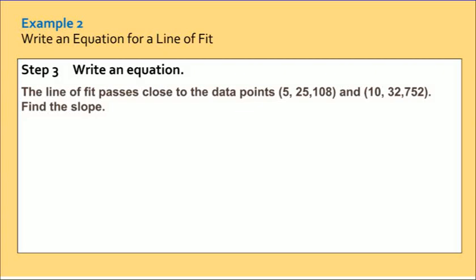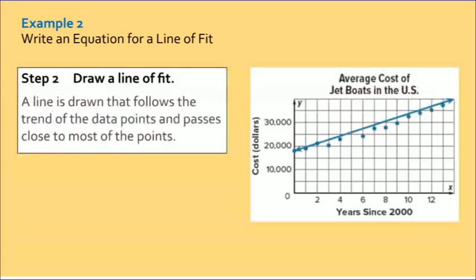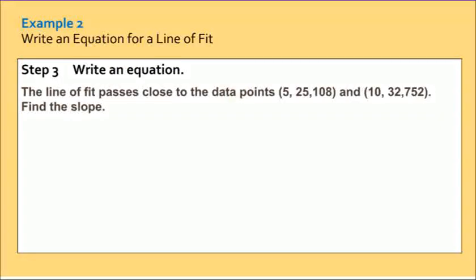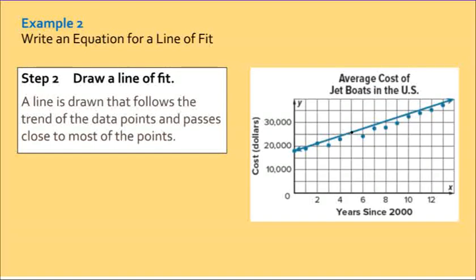So 5 and then 25,108. We go back to that 5, and that would be roughly here. And then another one would be, they gave us 10 and then 32,752.